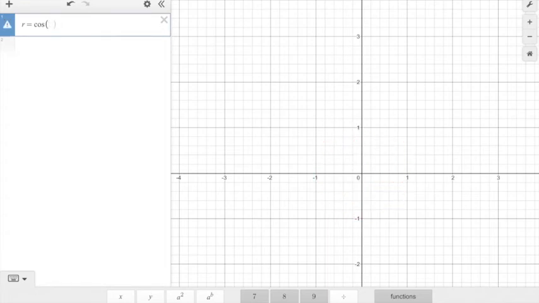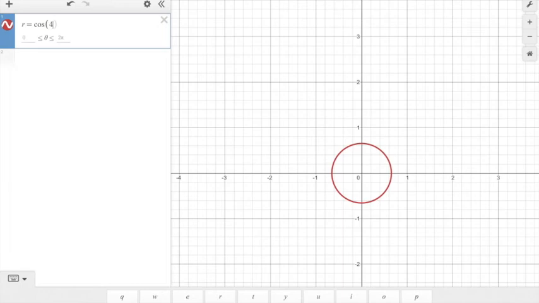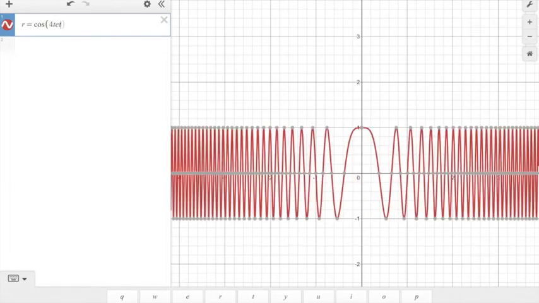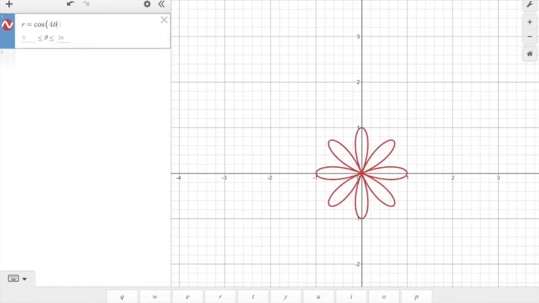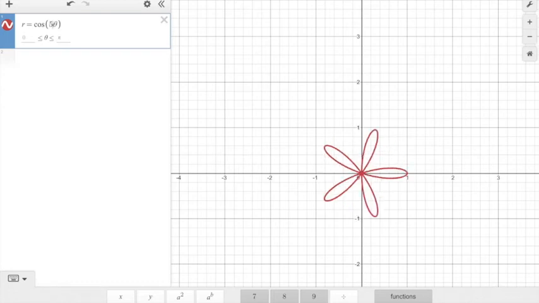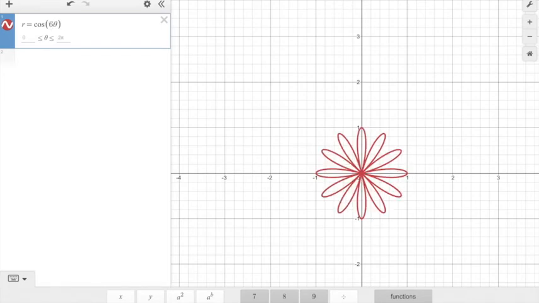Okay, but what about 4 theta? I should have 4 leaves, right? But if you do it, this is really a pain in the butt. So you need to do theta. You are back to 8 leaves again. And then for 5, you're supposed to have 10, but then you only have 5. Then for 6, why don't you have 6?